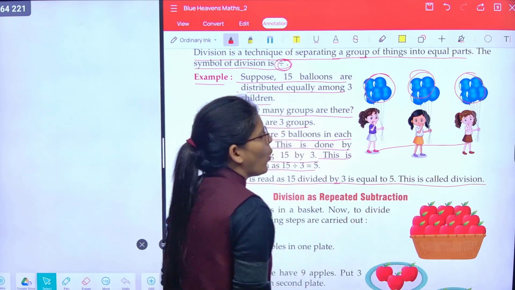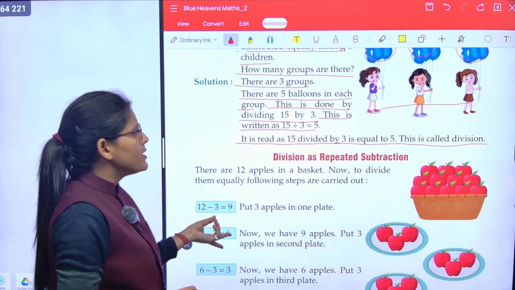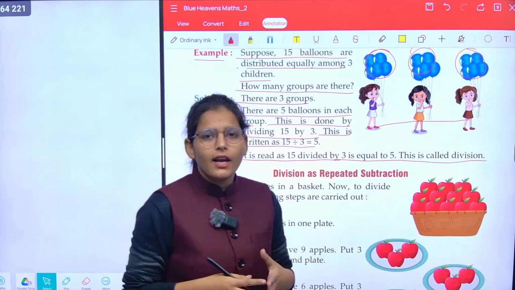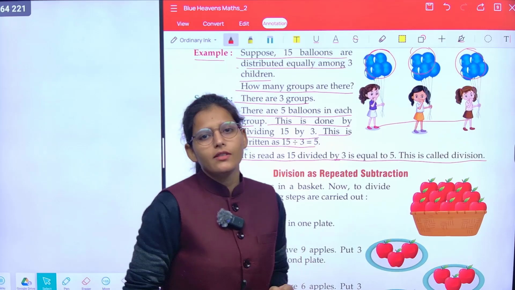This is called division. यही हमारा division होता है. किसी भी ऑब्जेक्ट को हमें डिवाइड करना है किसी ग्रुप्स में इक्वली, वो क्या होता है? हमारा डिवीजन होता है क्लास.